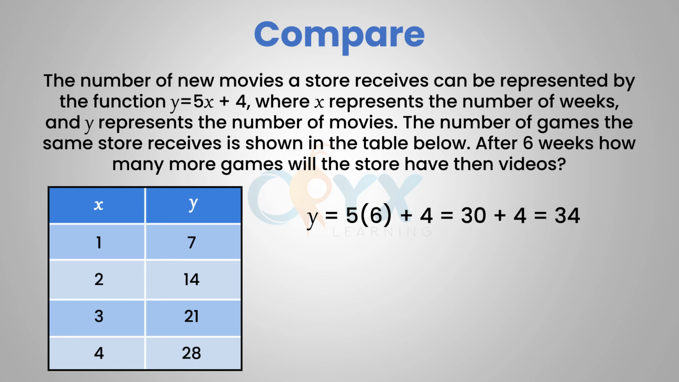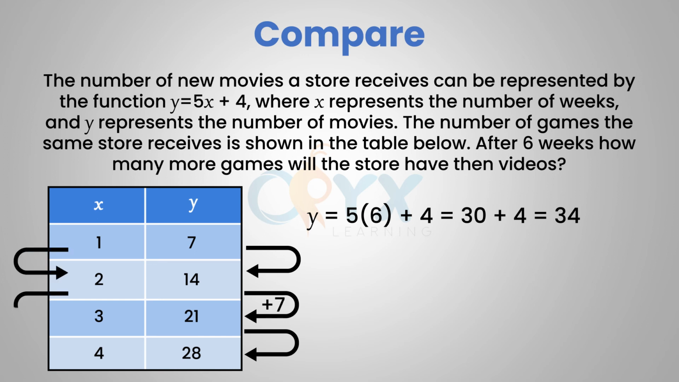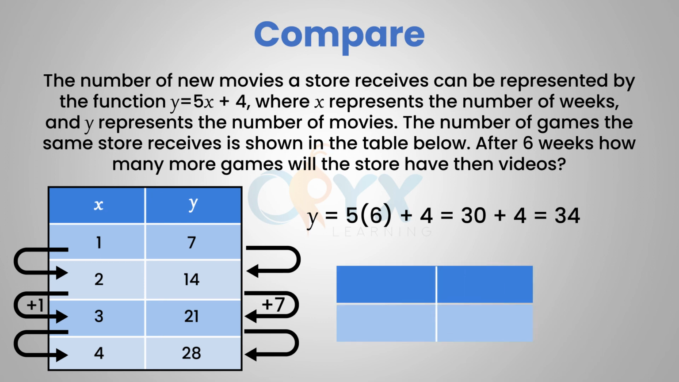In the table, we can see that the y values increase by 7. So 7 to 14, 14 to 21, and 21 to 28 all increase by 7. The x values from 1 to 2, 2 to 3, and 3 to 4 increase by 1. Therefore, the slope, or the rate of change, is 7 over 1, or 7.